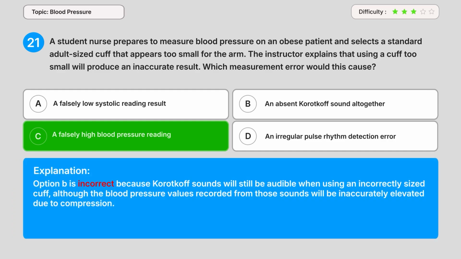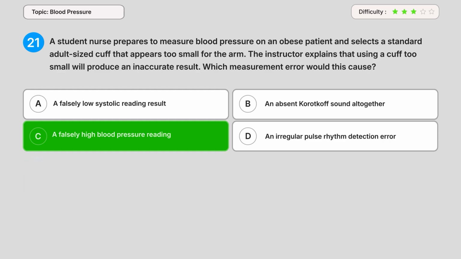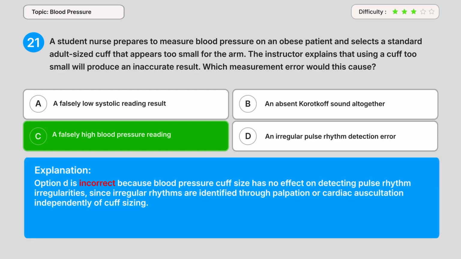Option B is incorrect because Korotkoff sounds will still be audible when using an incorrectly sized cuff, although the blood pressure values recorded from those sounds will be inaccurately elevated due to compression. Option D is incorrect because blood pressure cuff size has no effect on detecting pulse rhythm irregularities, since irregular rhythms are identified through palpation or cardiac auscultation independently of cuff sizing.